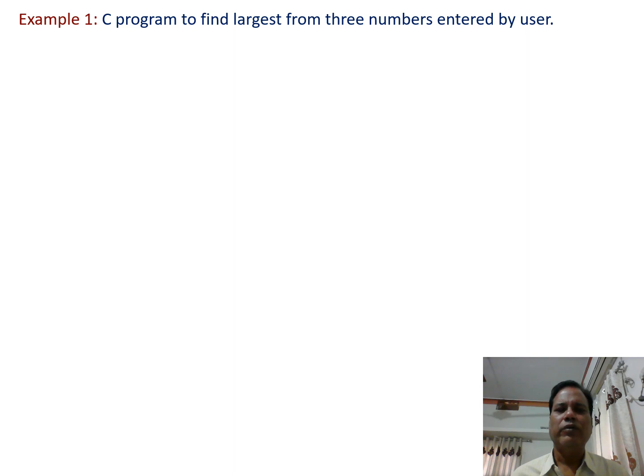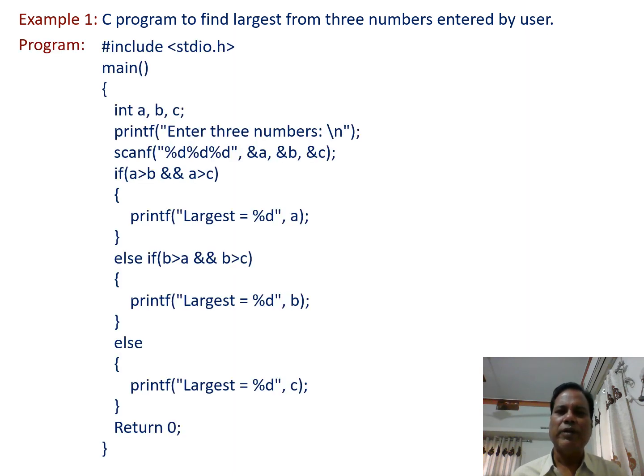Now let us try to understand the else if ladder through some example programs. In the first example, we have to write a C program to find the largest of three numbers entered by the user. The program can be written like this. As usual, we include the standard stdio.h header file, and within the open and close braces of the main function we write our code.